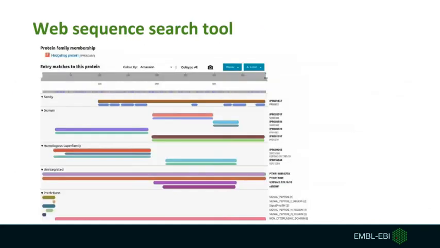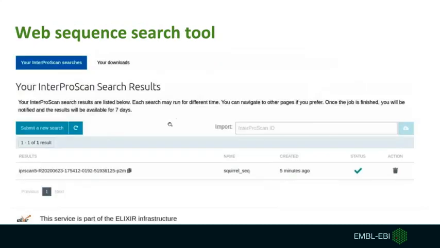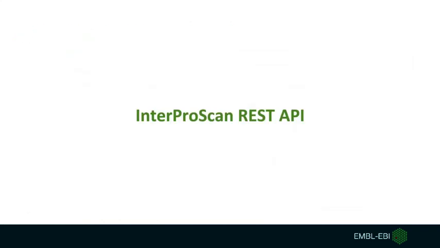And these results remain on our servers for 7 days. So it means that if you have your protein search ID, you can use this and paste it in the import search box, and then you can get these results again. But after 7 days, these results are deleted, and you would have to create a new search. Okay, I'll go on to how you can use the InterProScan REST API.